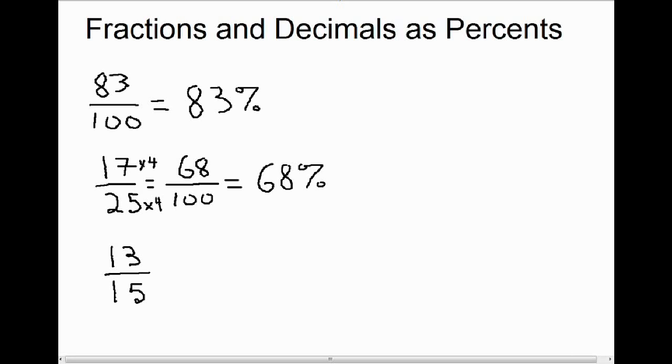Here's another example where we may want to change a fraction to a percent. So I'm going to use the example again of a quiz or a test. Suppose you got 13 out of 15 on a quiz or a test, and you want to know what that is as a percent. Well, the challenge that we run into here, when I try to make this a fraction out of 100, unfortunately 15 doesn't go evenly into 100. So we don't have the option here to change this fraction to a fraction out of 100. I can't write an equivalent fraction out of 100, because 15 can't be multiplied by a whole number to be made into 100.